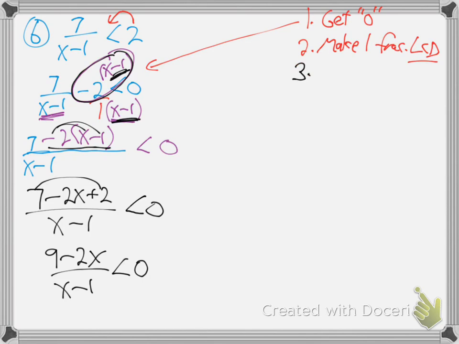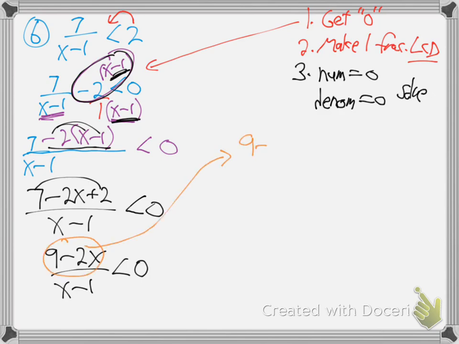Step 3. Numerator equal to 0. Denominator equal to 0. And solve. So I've got to take the numerator equal to 0, and then the denominator, which is x minus 1, equal to 0, and solve.